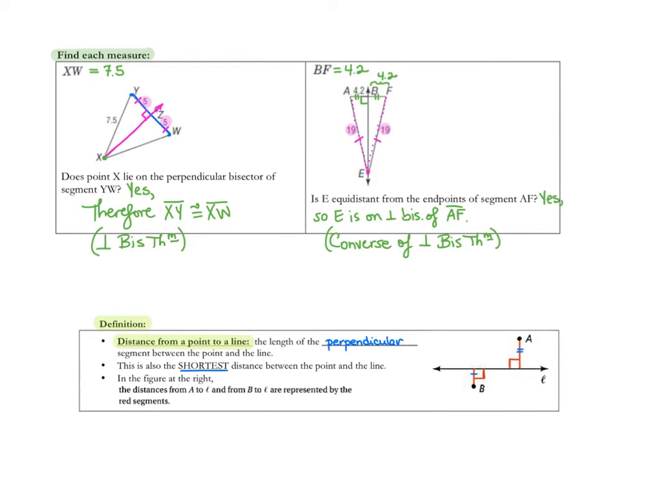Okay, so in the first problem, they're asking you to determine the length of segment XW. Well, you can tell in the picture that this is a perpendicular bisector. Therefore, you're using the perpendicular bisector theorem. So because X lies on the perpendicular bisector of segment YW, it is the same distance to each of the two endpoints. So X is equidistant from Y and from W.